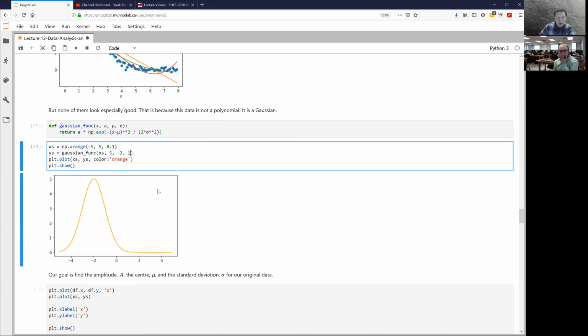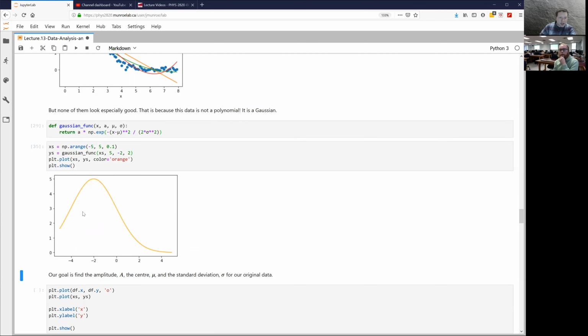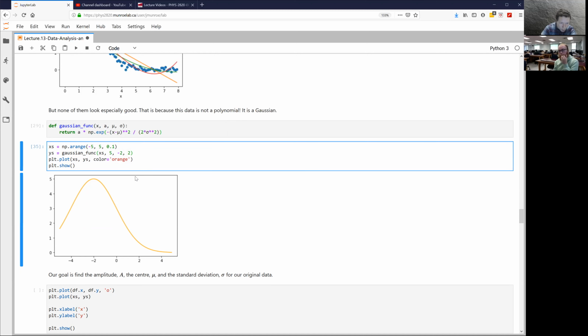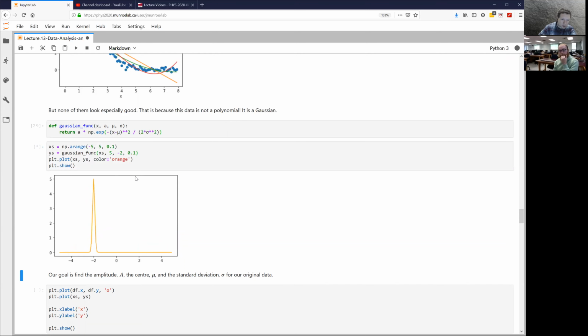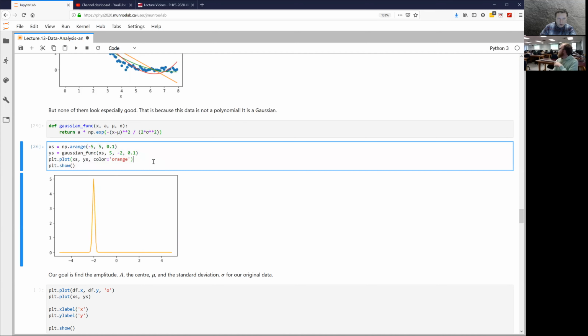And this last parameter is the standard deviation of this Gaussian. It's really how wide it is. So if we double the standard deviation, it makes it wider. If we make the standard deviation much smaller, it makes the peak much sharper. So this is a general family of equations called Gaussians that have this sort of bell shape.